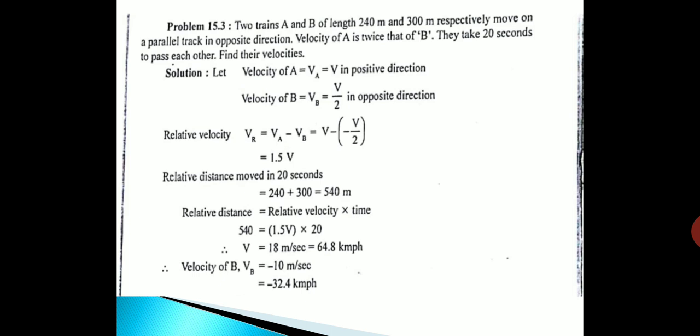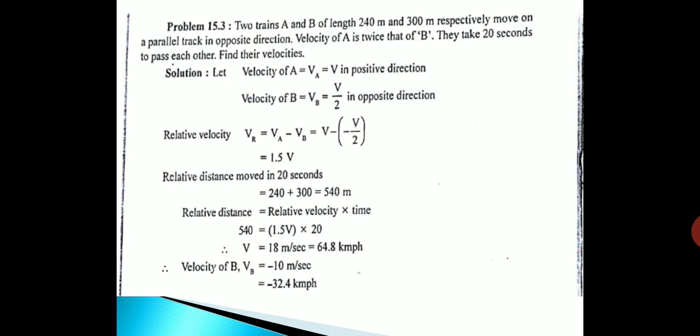It is very simple, and this problem is very similar to your first example. The only difference here is that the trains are moving in opposite directions. So now the relative distance which we require is again the addition of the lengths of the trains, which we get as 240 plus 300 is equal to 540 meters, and this distance is covered in 20 seconds. Therefore, again applying the relation relative distance is equal to relative velocity into time, and cross multiplying, we get V as 18 meters per second or 64.8 kilometer per hour.